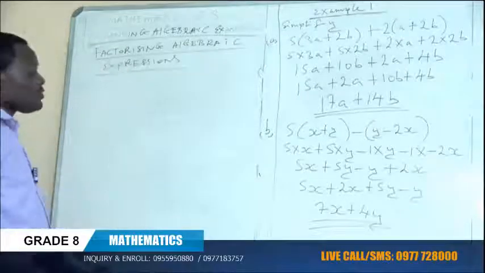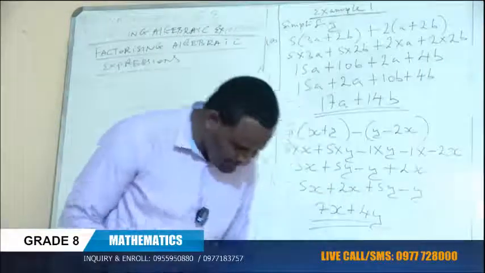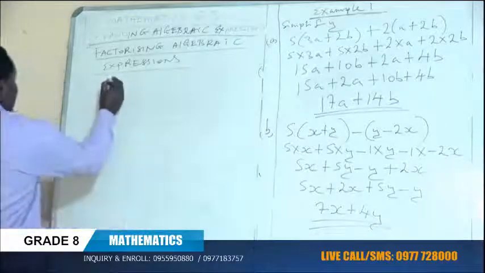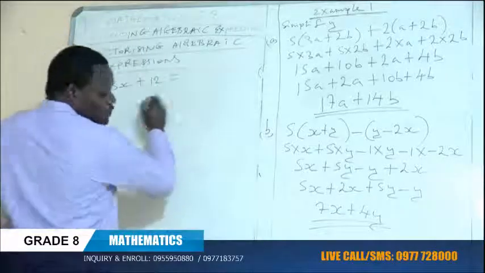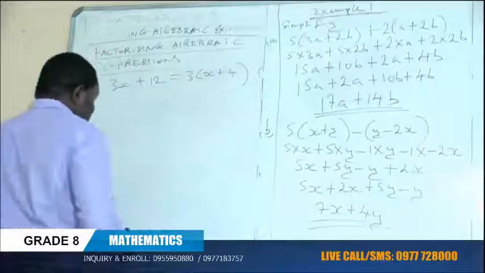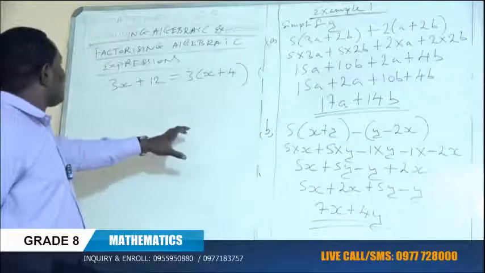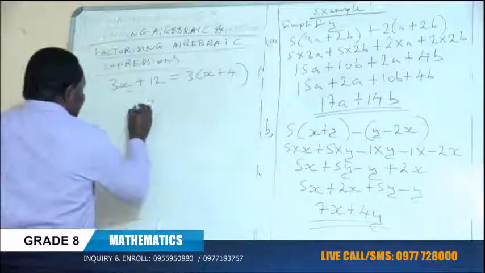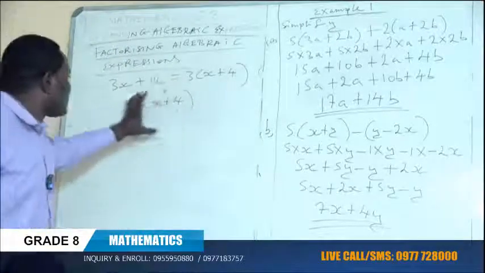To factorize is the opposite of expanding. We can have this term here, 3x plus 12, is equal to 3 times x plus 4. Remember earlier on, when you are trying to expand, this was the situation here. 3 times x plus 4. You have been told, can you expand this expression that we have?